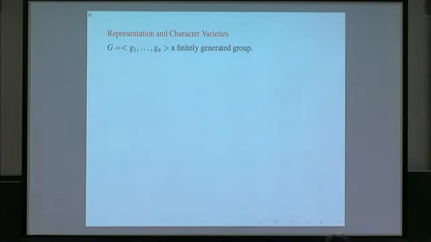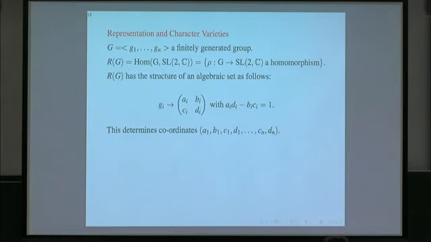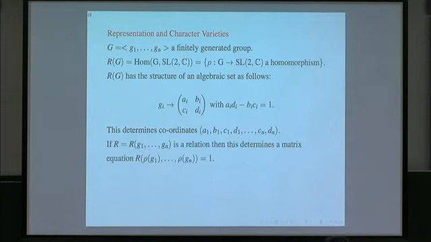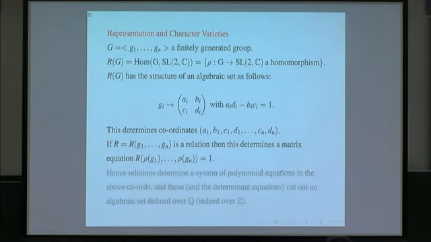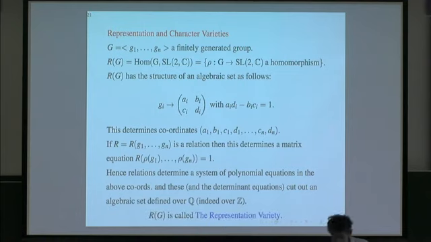I think many of us are fairly familiar with this. If you've got a finitely generated group, you can construct the set of homomorphisms from G into SL2C. Just in the obvious way, you send a generator to a 2x2 matrix with determinant 1. You get coordinates. Relations give you matrix equations, and therefore this determines some system of polynomial equations in these coordinates, and these together with the determinant equations cut out some algebraic set defined over Q, and indeed defined over Z, and this is the so-called representation variety.